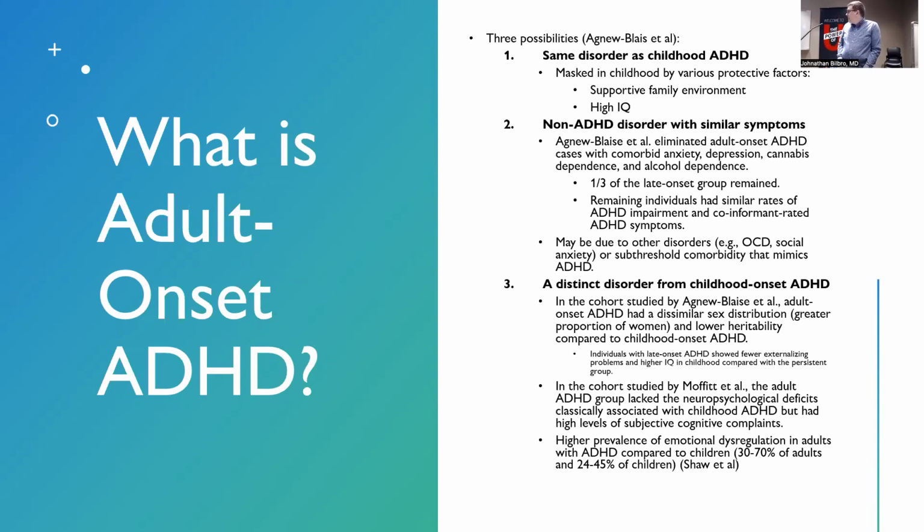And then the other consideration is whether there are phenotypic differences between adult ADHD and childhood ADHD. There's been a lot of research and literature on the idea that emotional dysregulation is a really prominent cluster of symptoms in adults with ADHD. One study found a higher prevalence of emotional dysregulation in adults compared to children, something like 30 to 70% in adults and 24 to 45% in children. So, is this a separate diagnostic entity that presents with separate symptoms than we see in childhood?